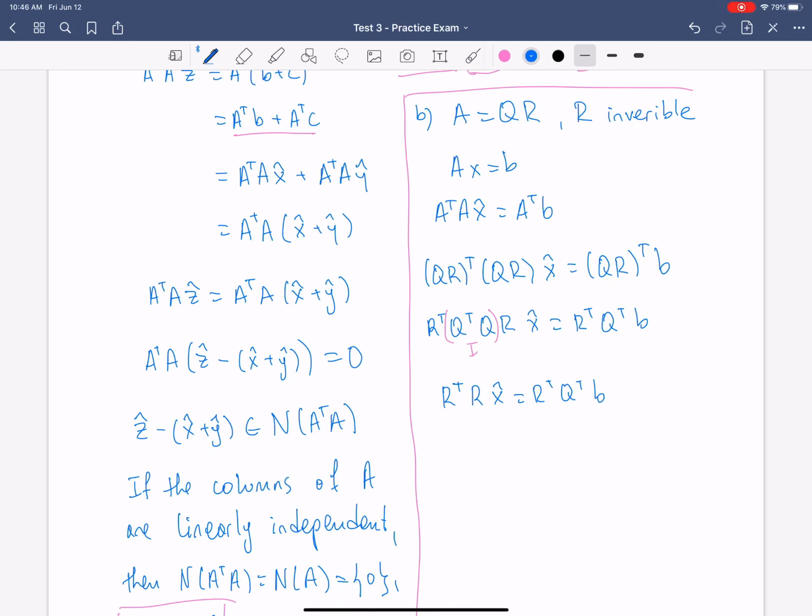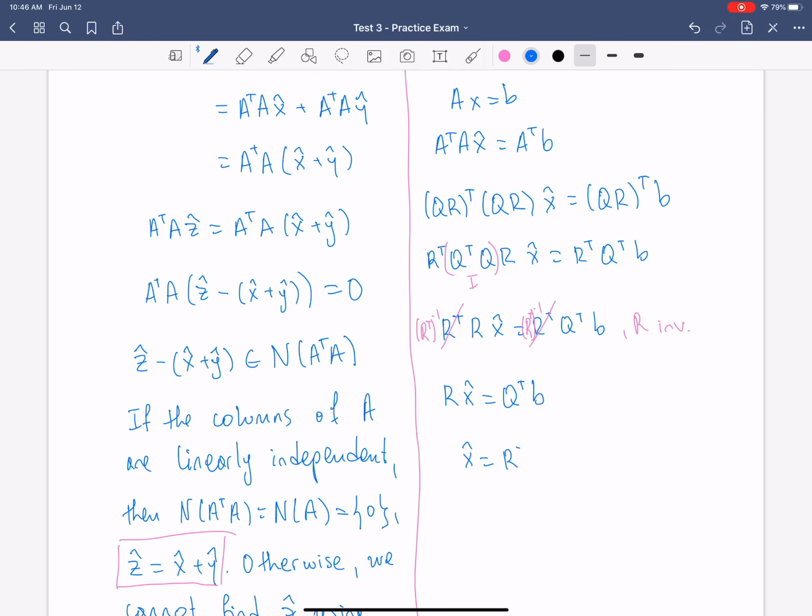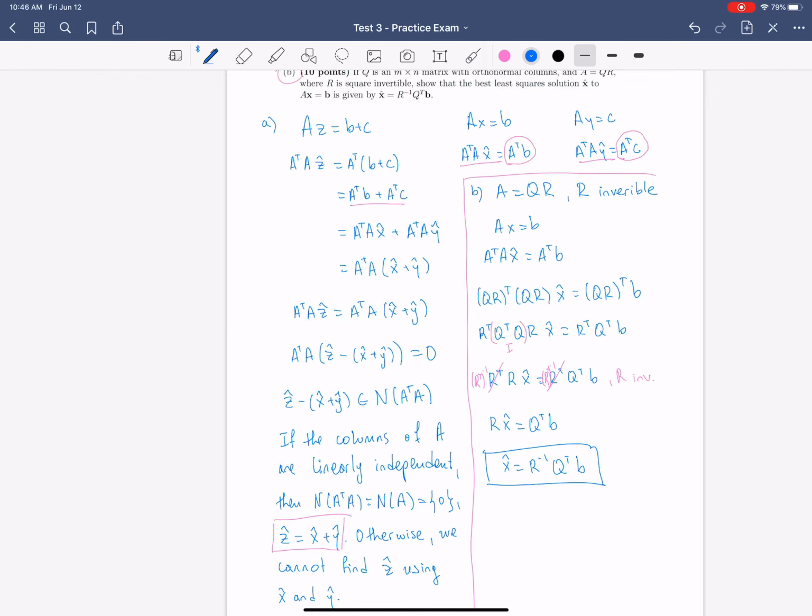Now I can multiply both sides by R transpose inverse, because if R is invertible, then so is R transpose. I know that the inverse exists. And so essentially I can eliminate R transpose from both sides of the equation because R is an invertible matrix. So this is where we use that R is invertible. And so we have R X hat equals Q transpose B. Multiplying both sides by R inverse, we get X hat equals R inverse Q transpose B as required.